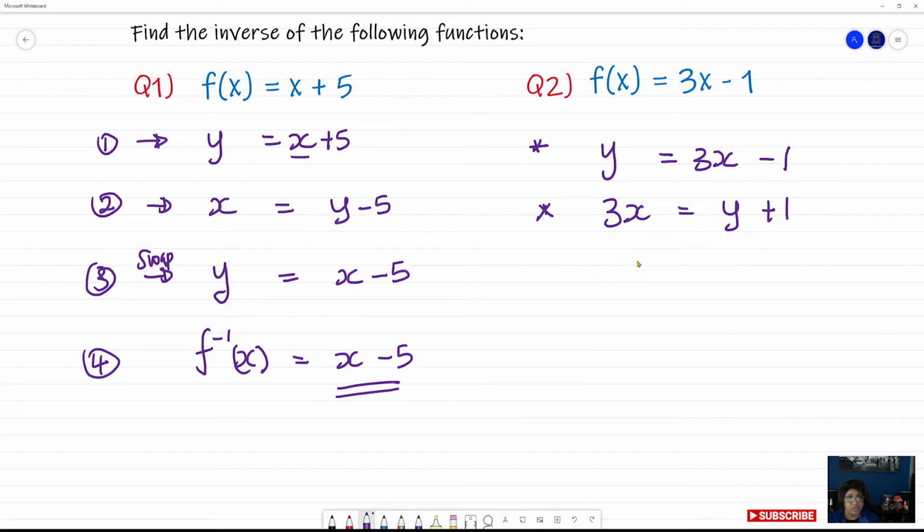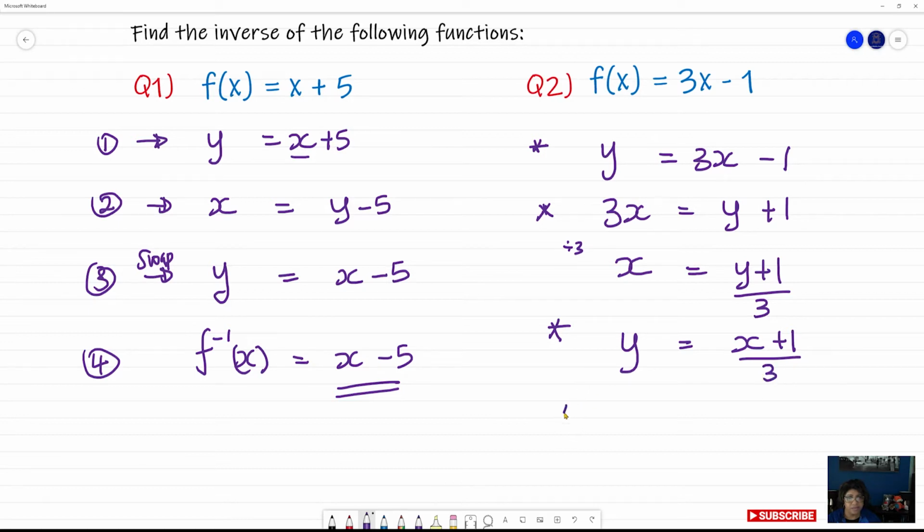To get x, you need to divide by 3 both sides. So we're going to divide by 3 throughout, and then we have x equals y plus 1 over 3. So now we have done 2 steps. What's the third step? We need to swap the y's and x. So now we're going to write this as y is equal to x plus 1 over 3.